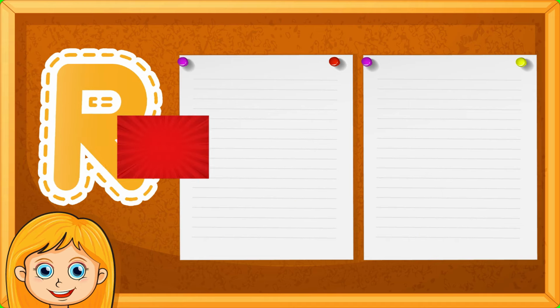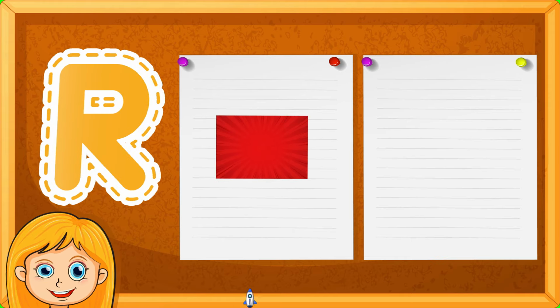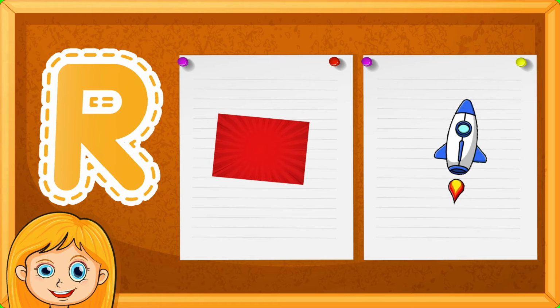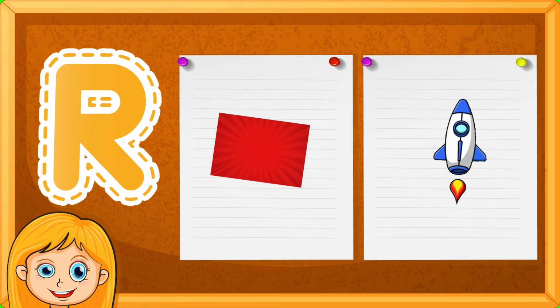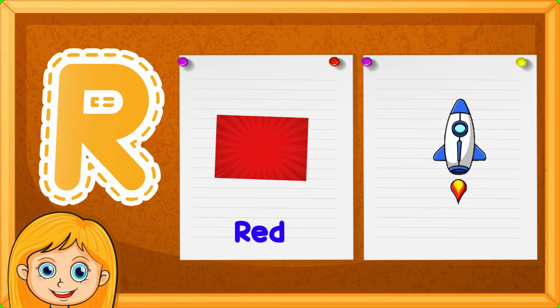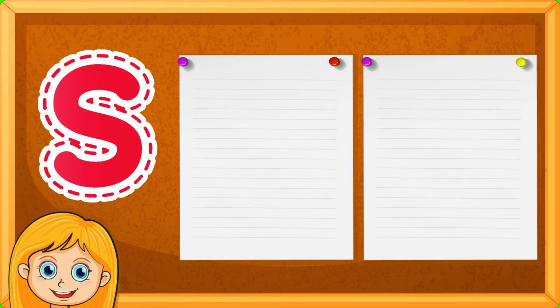R is for red. R is for rocket. R is for red. R is for rocket.